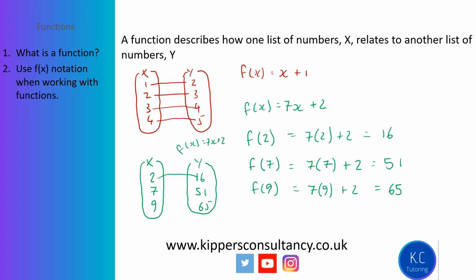So the number 2 in the x list relates to 16 in the y list. The number 7 in the x list relates to 51 in the y list. And the number 9 in the x list relates to 65 in the y list.